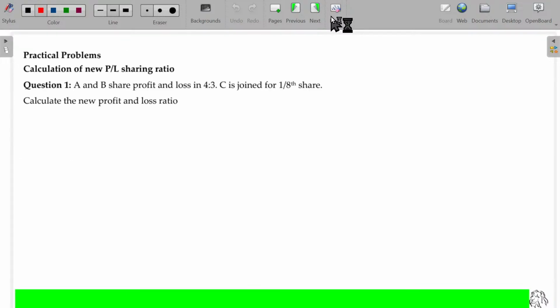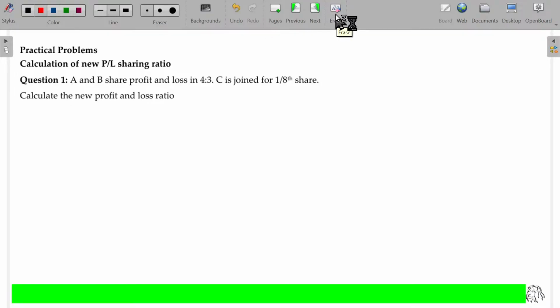Now let's start with the calculation of new P&L ratio. PSR will finish, then we'll go for the goodwill. Once the PSR and goodwill calculation is over, the majority of concepts are over, and then we can directly go for the comprehensive illustration. Come on, we'll start with the first illustration for PSR. Can you try it yourself? You might have learned. You can try, I'll give you a summary after that.